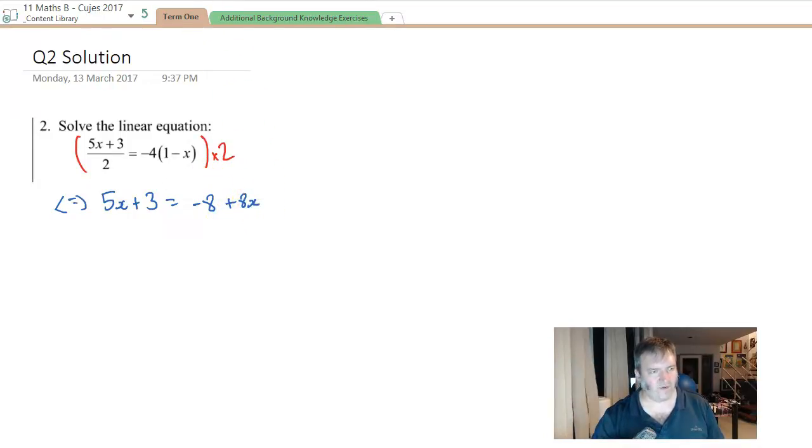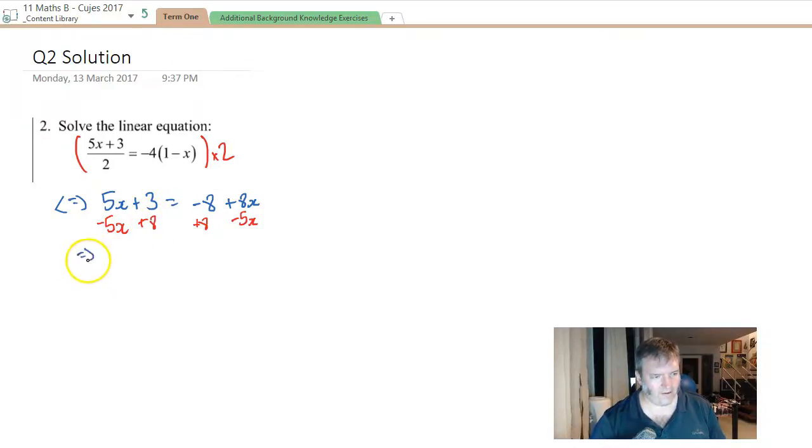Got to make a decision. Which side do I want my x's on? I've got more of them on the right, so let's keep positive numbers wherever we can. So I'm going to subtract 5x from each side. If I'm getting my x's on the right, I want all my numbers over on the other side. So the opposite of subtracting 8 is to add 8 to each side.